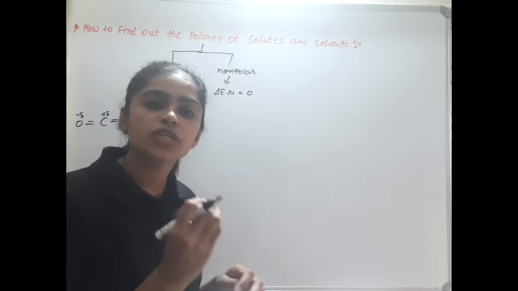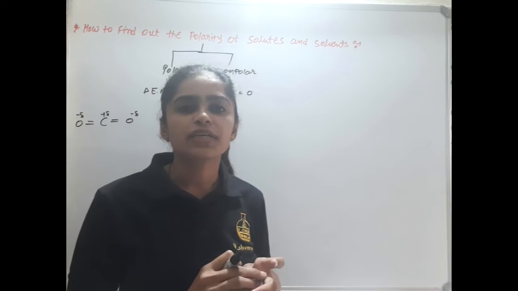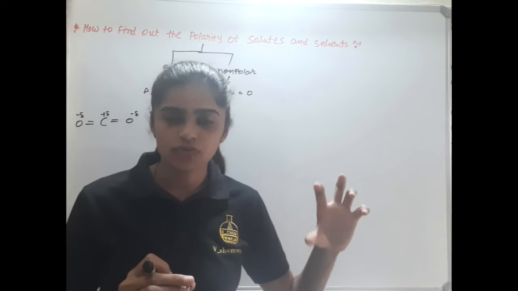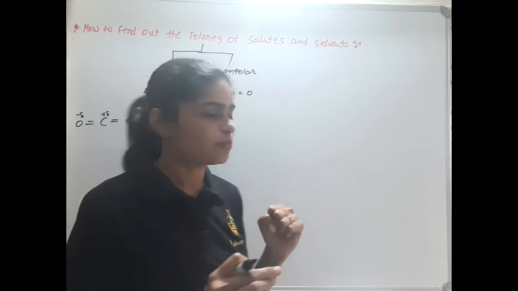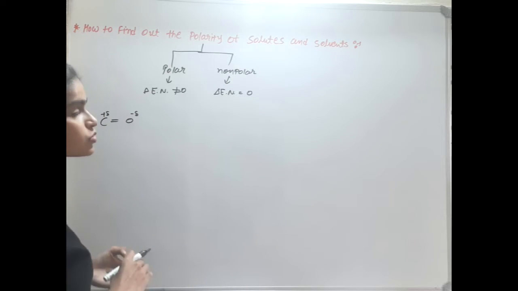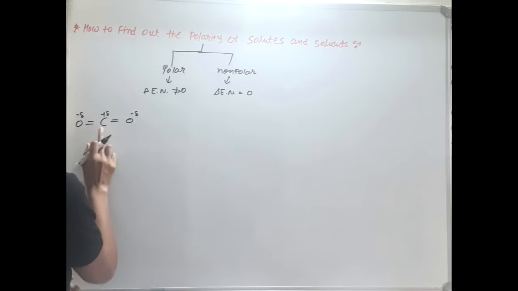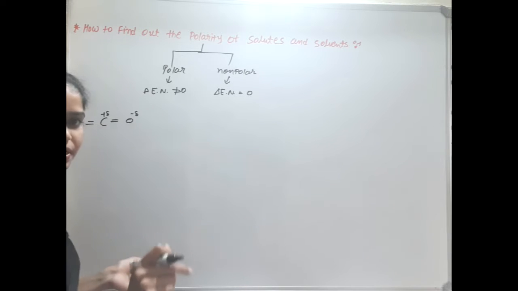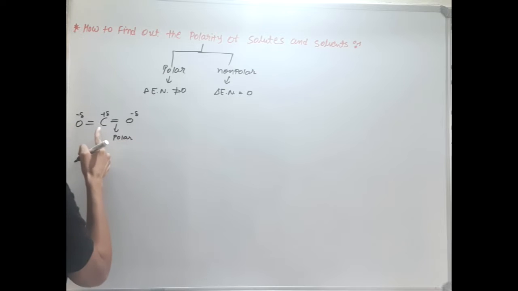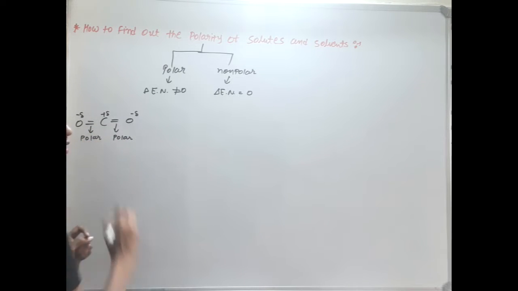What is the meaning of electronegativity? Electronegativity means the capacity to attract electrons. So this is the partial minus charge and partial plus charge. So an electronegativity difference between carbon and oxygen is present, so this bond is polar. In the same way, the other carbon and oxygen bond has an electronegativity difference, so this is also polar.